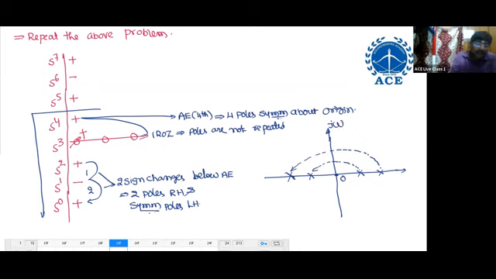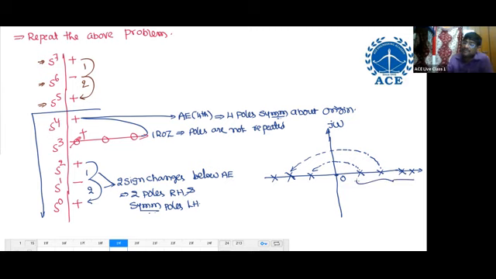Next, above auxiliary equation. How many sign changes? 2 sign changes. Each row 1 pole. And total how many poles? 1, 2, 3. 3 poles. In 3 poles, 2 sign changes means 2 poles right, so 1 pole left. Each row 1 pole, 3 rows, 3 poles.